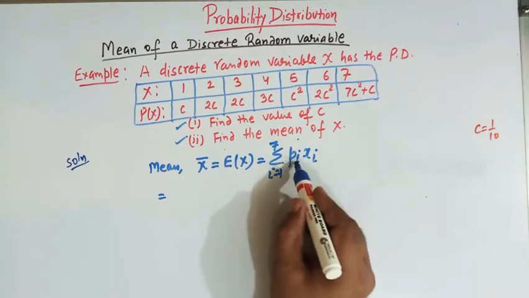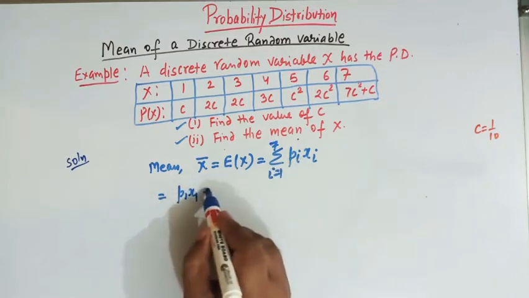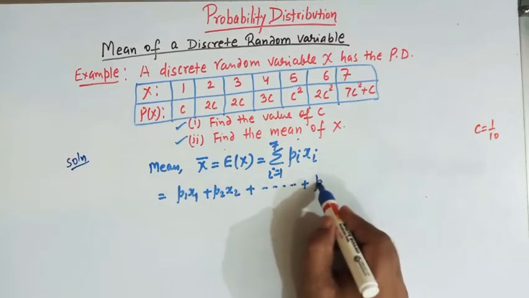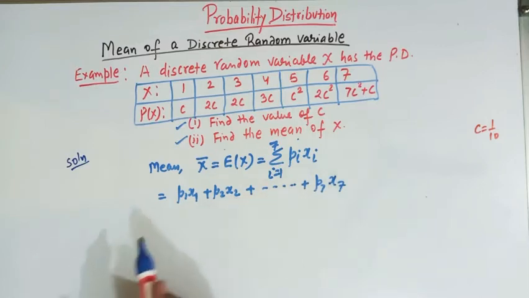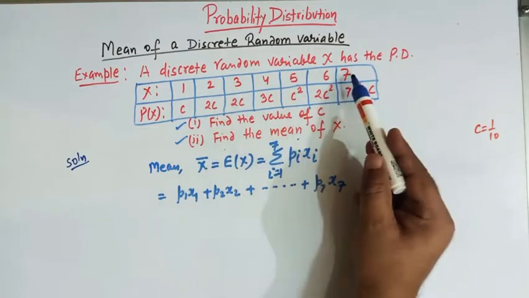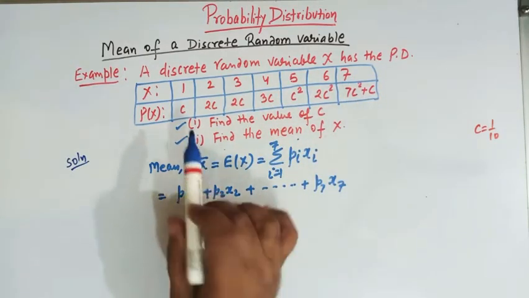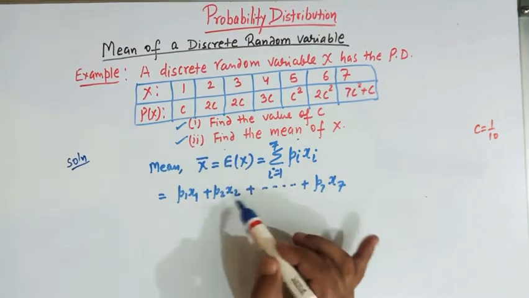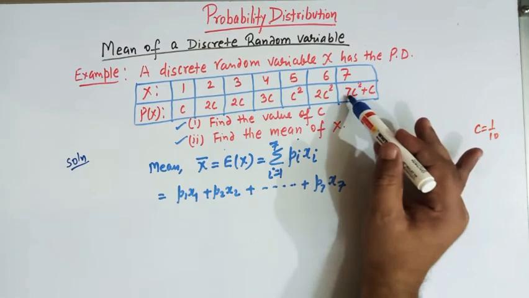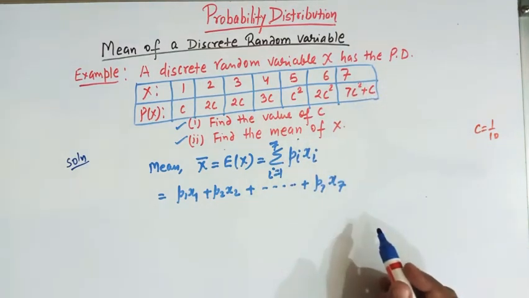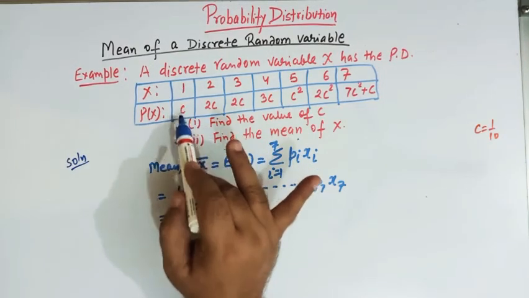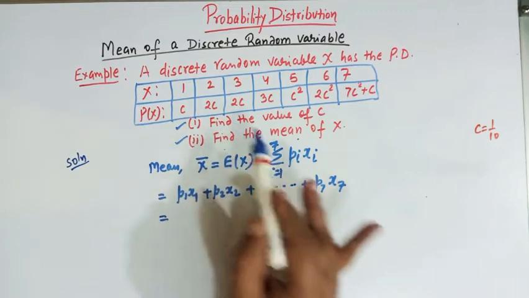Okay, so here we have p1x1 plus p2x2 up to p7x7, where x1 is 1, x2 is 2, x3 is 3, and so on, right? And p1 is c, p2 is 2c, p3 is 2c, and so on up to p7, that is 7c square plus c, right? Okay, now let us multiply these two terms and add all the products.